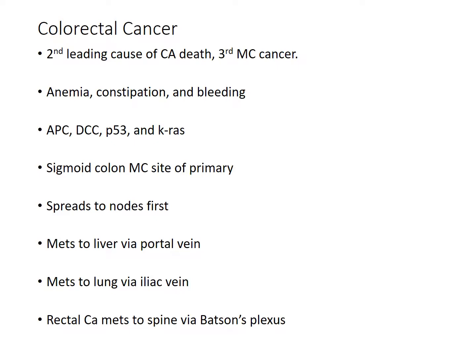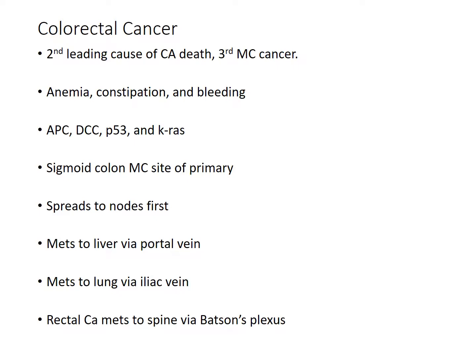Colorectal cancer, second leading cause of cancer death, third most common cancer. Can present with anemia, constipation, and bleeding. These are 4 genes of progression: APC, KRAS, DCC, P53. That's the order. APC, KRAS, DCC, P53. And the chromosomes they are on could be important. So APC is going to be on chromosome 5, DCC is on chromosome 18, P53 is on 17, and KRAS is on 12. Testable.